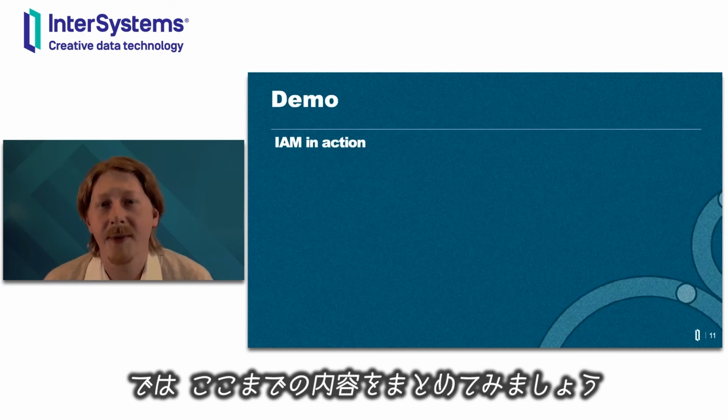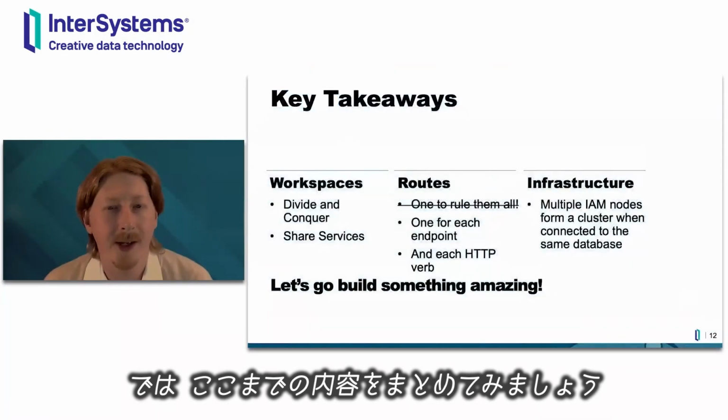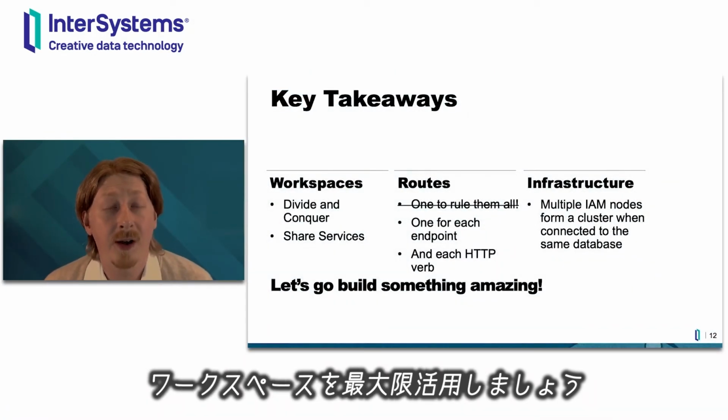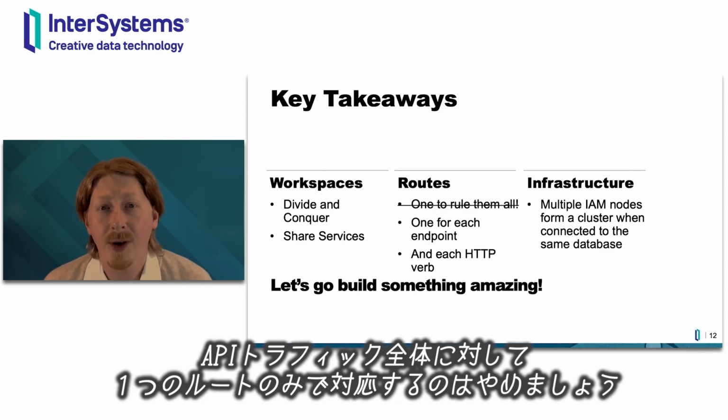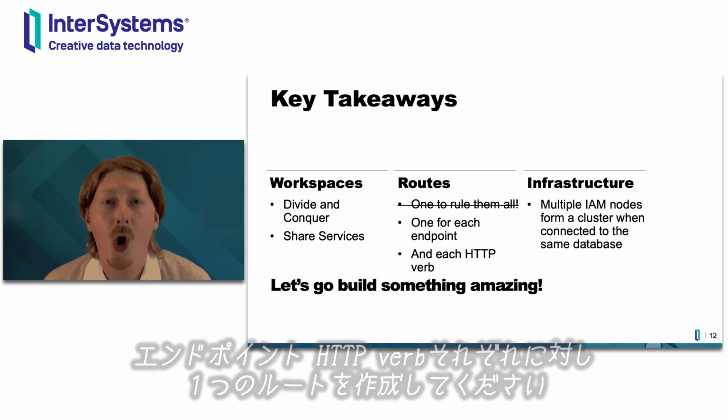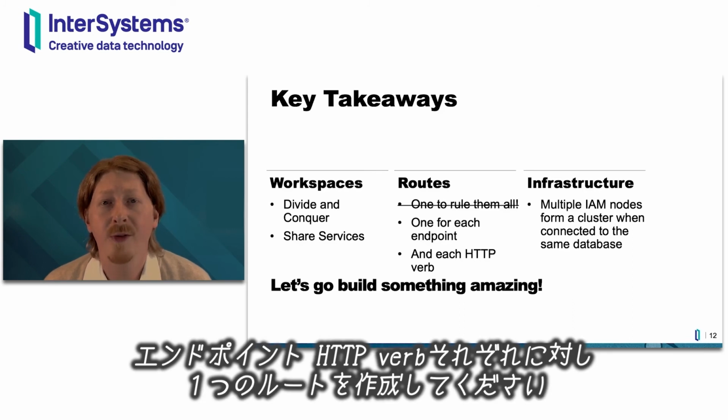Now that we've seen some of this in action, let's take a look at the key takeaways. Make sure to leverage workspaces and divide and conquer, allowing multiple teams to work on separate projects at the same time and isolate concerns. For routes, always make sure to never ever build a grab bag for your API traffic. Always build one route for every individual endpoint for each HTTP verb that you support.